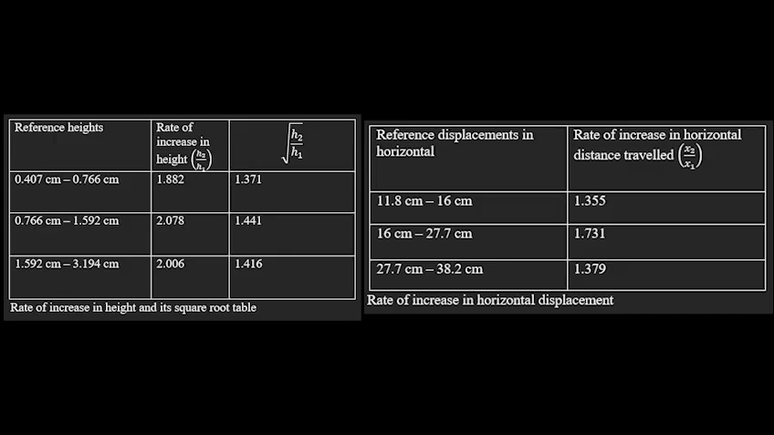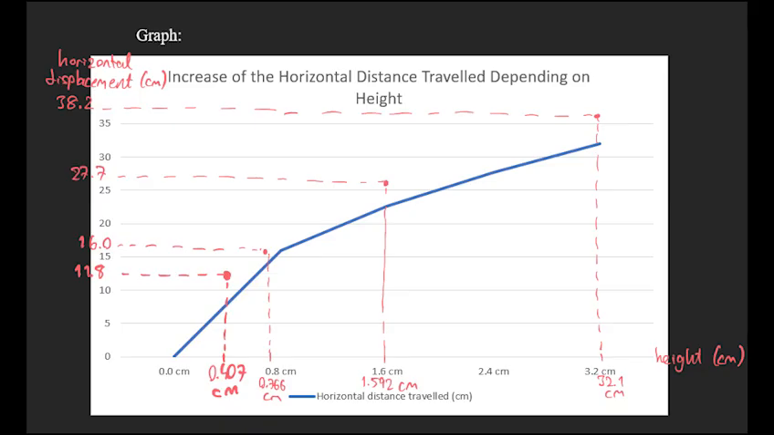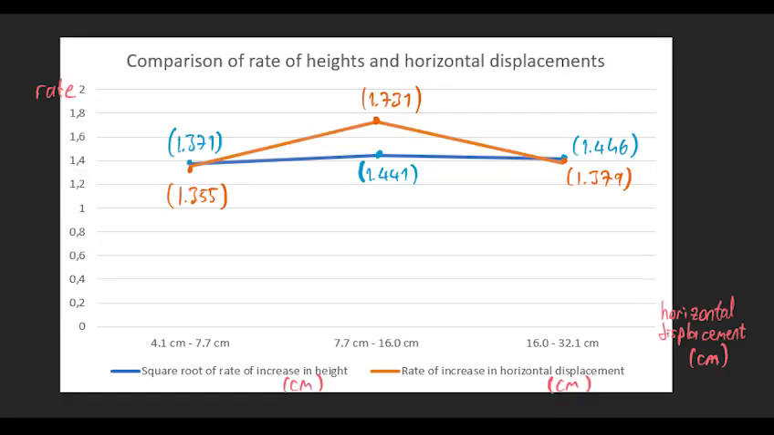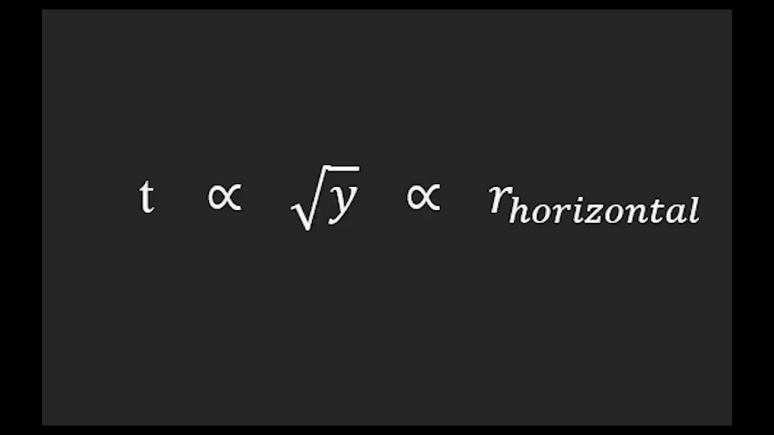Eventually, I ended up with the expected result, which is the rate of horizontal displacement is proportional to the rate of height increase. The proportion is that if the rate of height change is c, then the rate of horizontal displacement change is square root of c, and thereby the rate of traveling time change is square root of c.